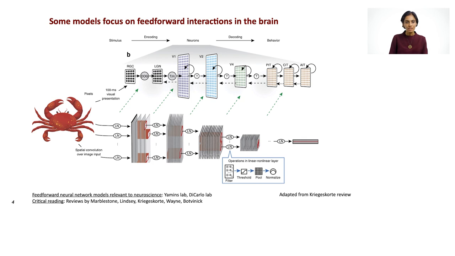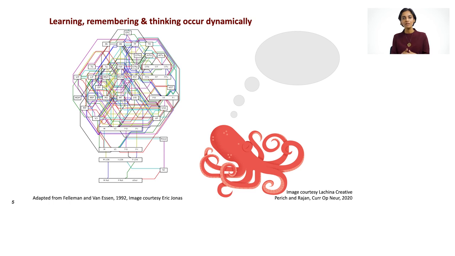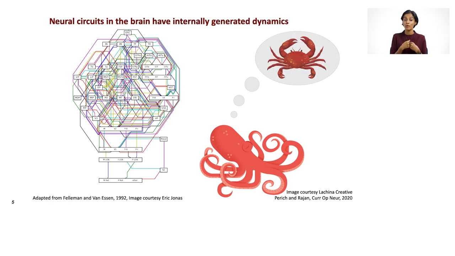There are many models, however, that look at feed-forward interactions in the brain. So they focus on interactions such as excitation flowing unidirectionally from one active brain region to the other, or in a layered manner. And indeed, if Heidi the octopus were to recognize a crab relatively quickly, if this was a visual recognition kind of task, this model is perfectly valid and works quite profitably, as you can see in many papers from numerous labs that have done a beautiful work on this.